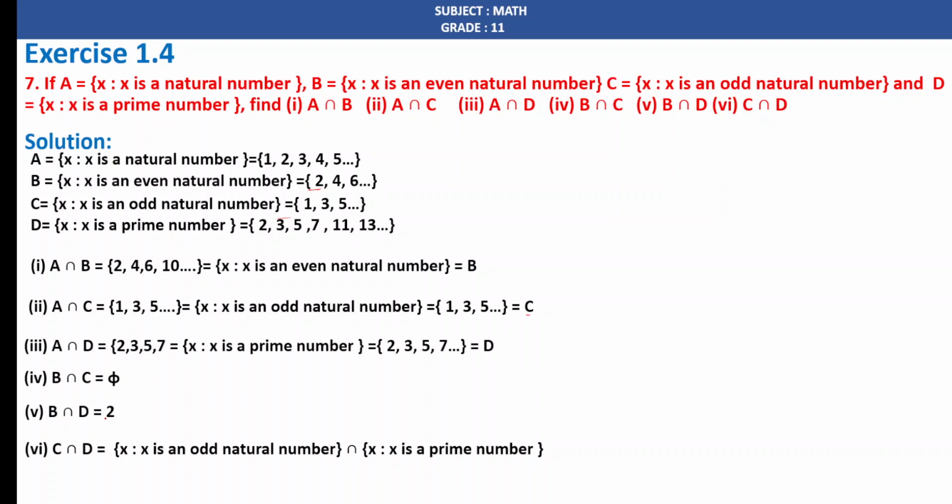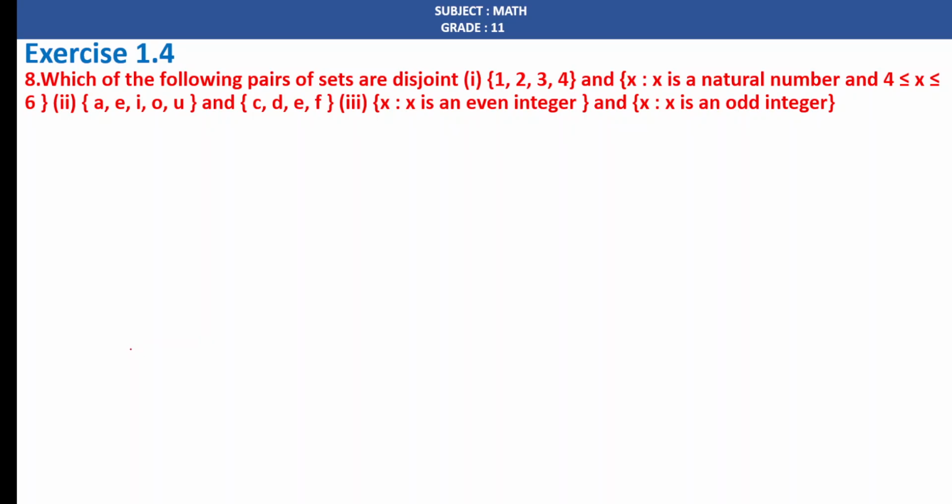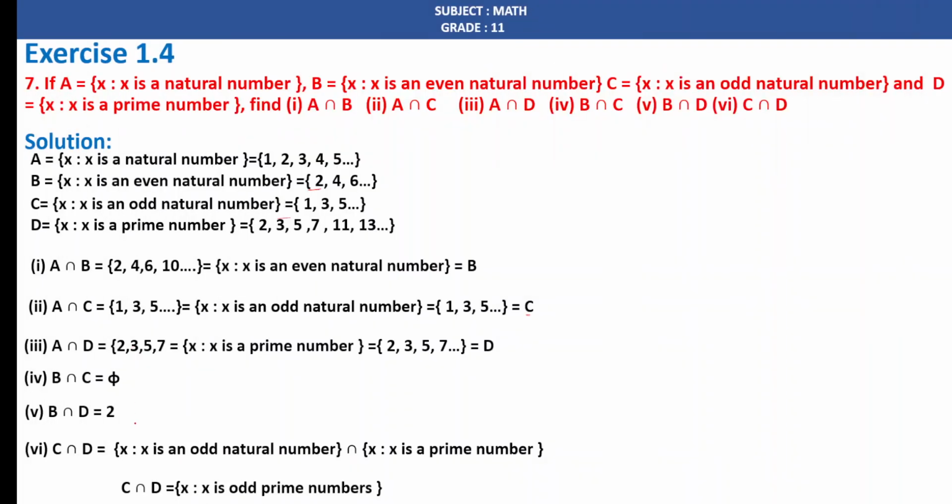Sixth one, C intersection D. C is odd natural numbers and D is prime numbers. So, what is common here? The common values are odd prime numbers. C intersection D is odd prime numbers.